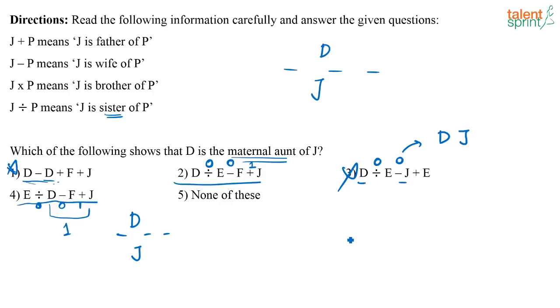D divided by E means D is the sister of E, so female, right. Then E minus F means E is the wife of F. So, E is a female, F is a male, and then next says F plus J means F is the father of J. Now, here yes, D is the maternal aunt of J, whatever be the gender of J, D is the maternal aunt of J, that is his or her mother's sister. Correct answer is option 2. Okay. So, the correct answer here is option 2.